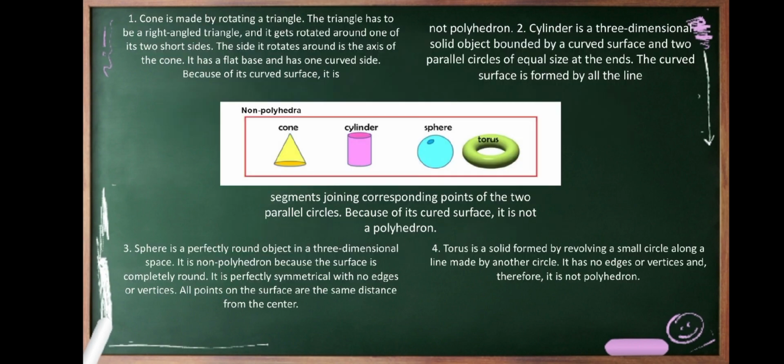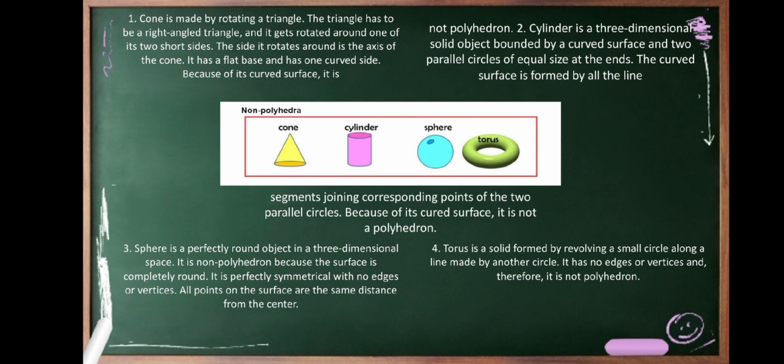Non-polyhedra. Number 1. A cone is made by rotating a triangle. The triangle has to be a right-angled triangle, and it gets rotated around one of its two short sides. The side it rotates around is the axis of the cone. It has a flat base and it has one curved side. Because of its curved surface, it is not a polyhedron.